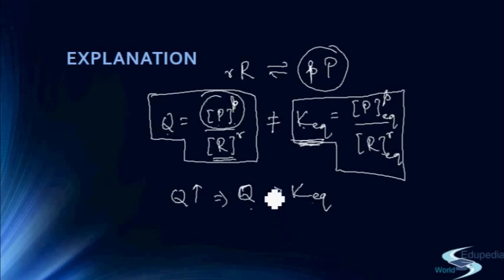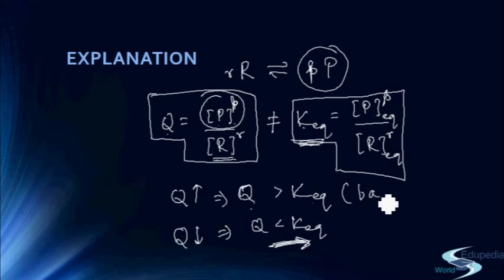Likewise, if I decrease the concentration of product, that is if I decrease the numerator, that means I have decreased the value of Q. Here if Q is less than K equilibrium, the reaction shifts in the forward direction, and if Q is greater than K equilibrium, the reaction shifts in the backward direction. This is what is studied. So you can look at it from the perspective of Le Chatelier's principle or from the perspective of Q value, that is the reaction quotient.